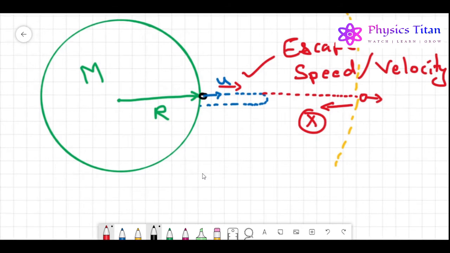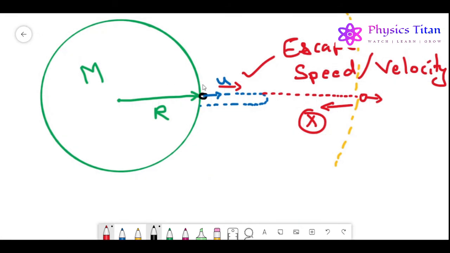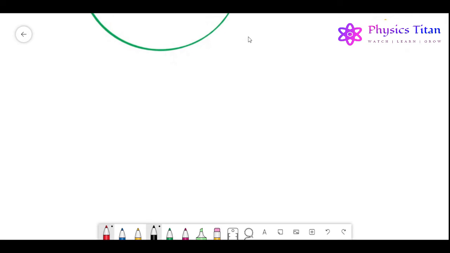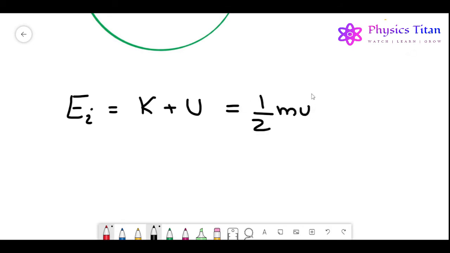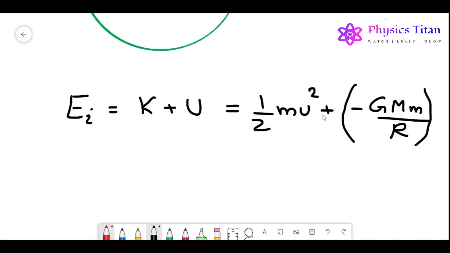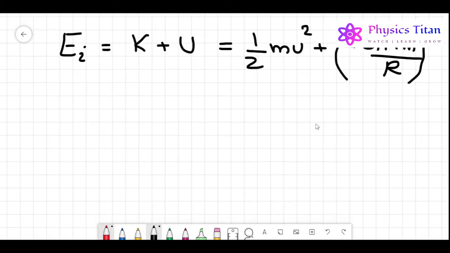Suppose this object, this smaller object, has a mass small m and is thrown with the initial speed u. What will be the total initial energy of this object? E initial equals the kinetic energy plus potential energy, which is equal to half m u square plus, what will be the potential energy? Minus G capital M small m upon R. This will be the initial energy.